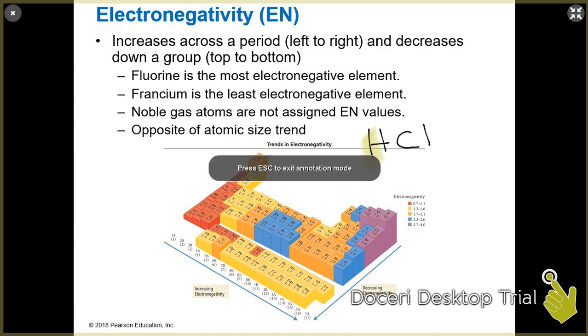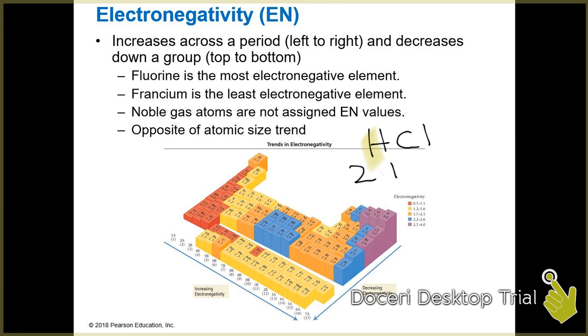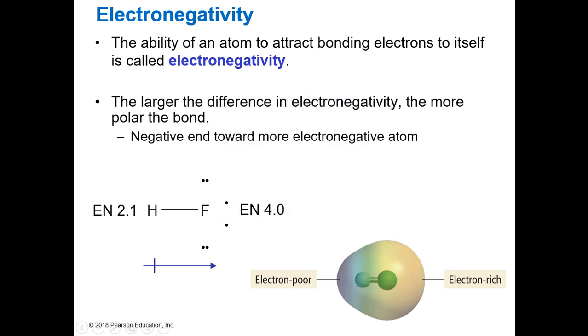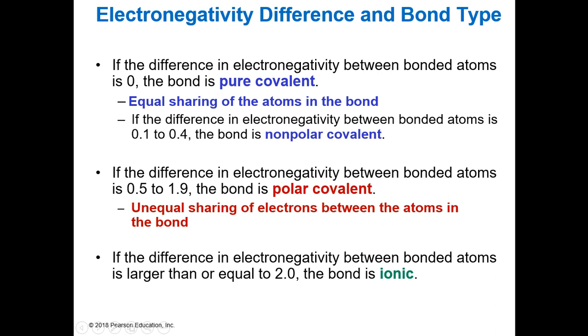I look at the electronegativity of hydrogen, 2.1, and then I look at chlorine, which is 3. How do you get the difference? You take the bigger number, 3 minus 2.1, and I get an electronegativity difference of 0.9. Then I see that 0.9 is between 0.5 and 1.9, so it's a polar covalent bond.